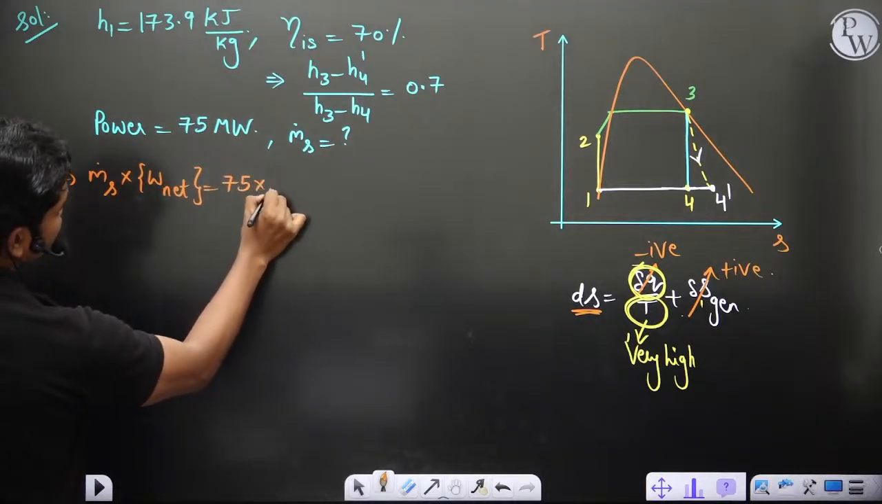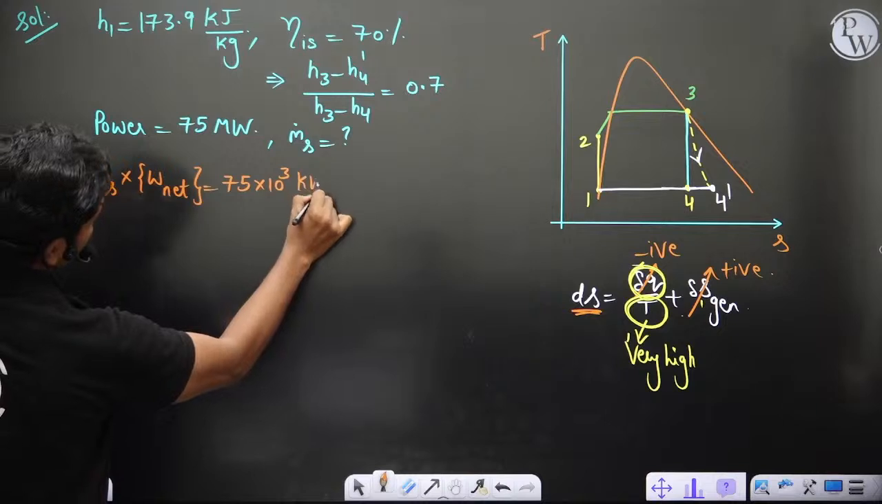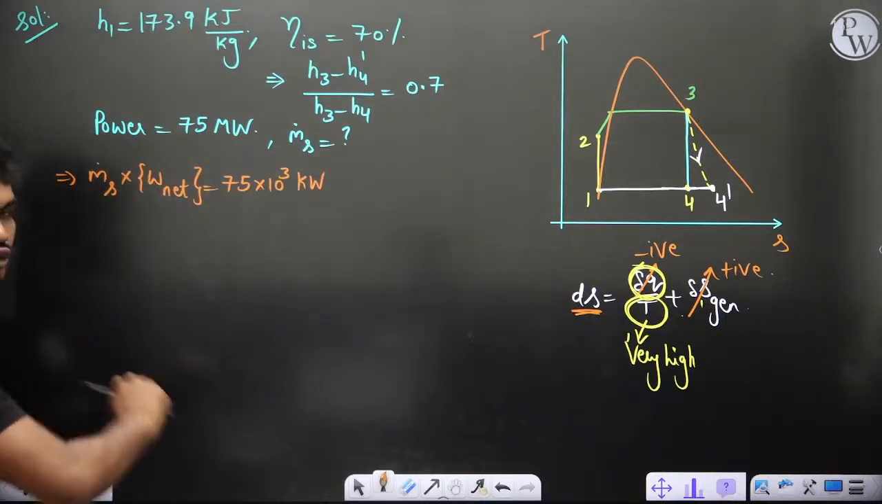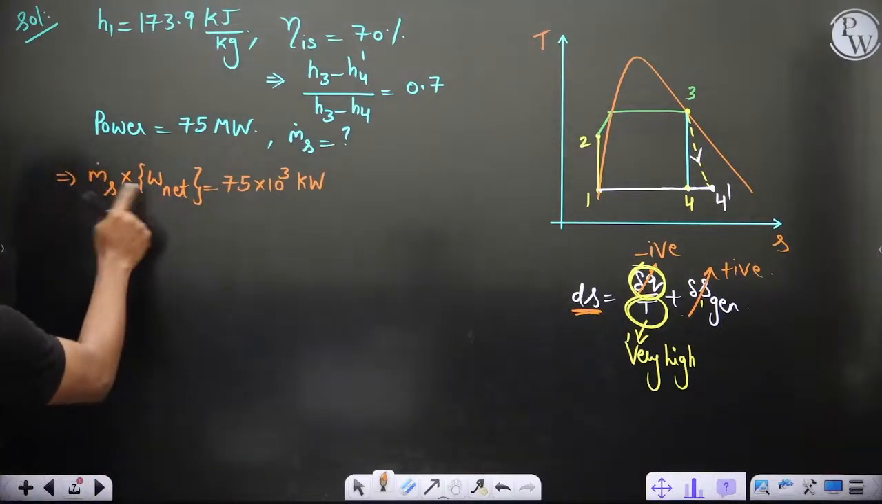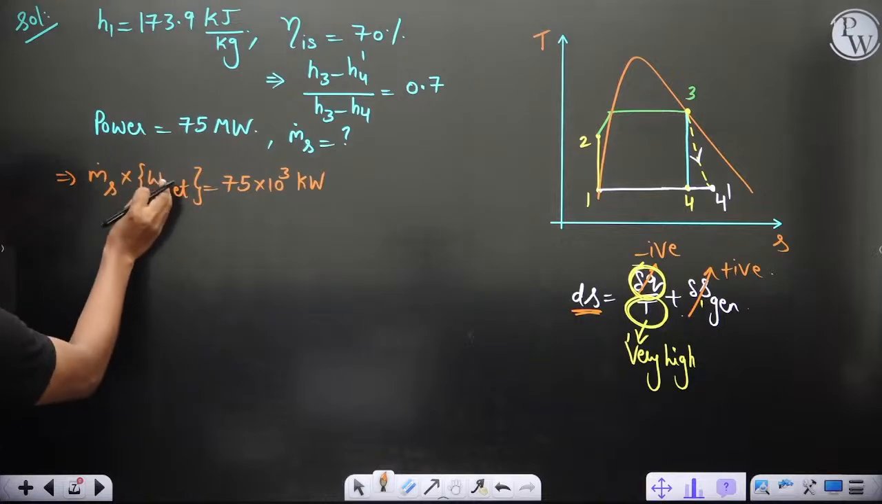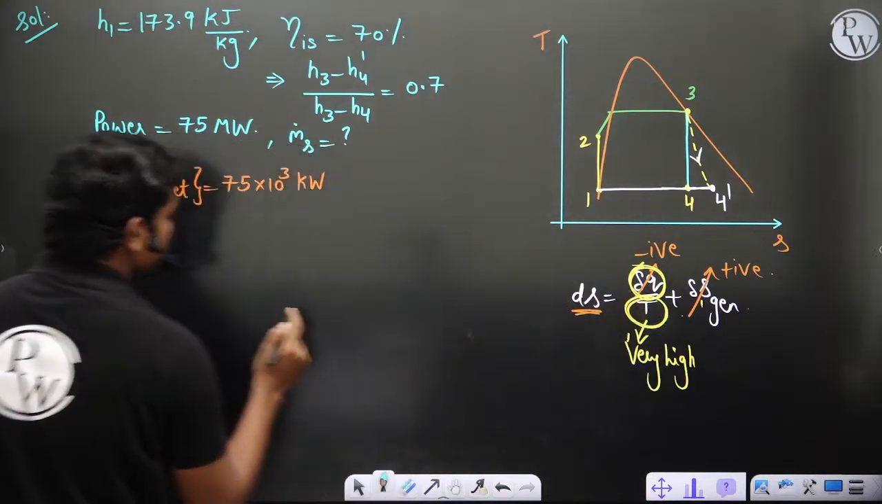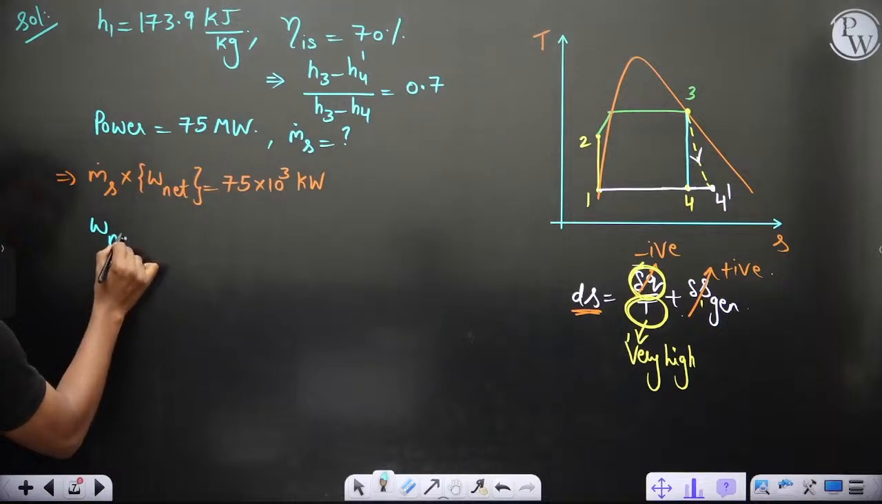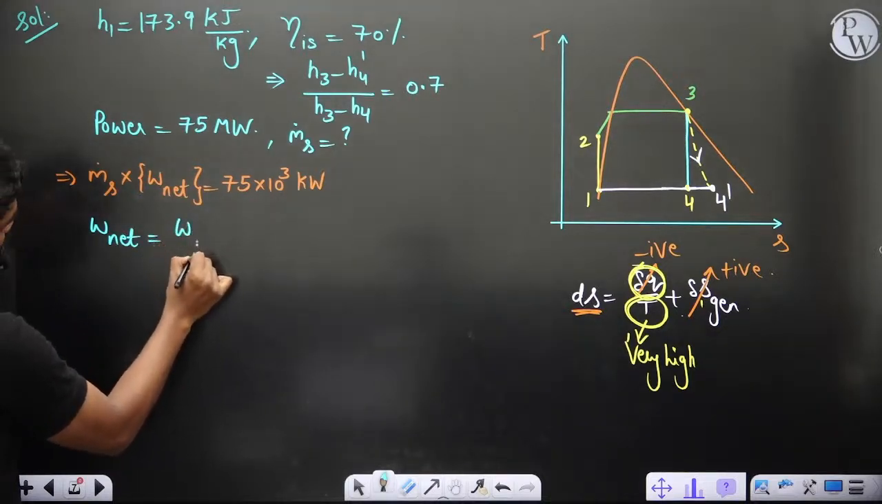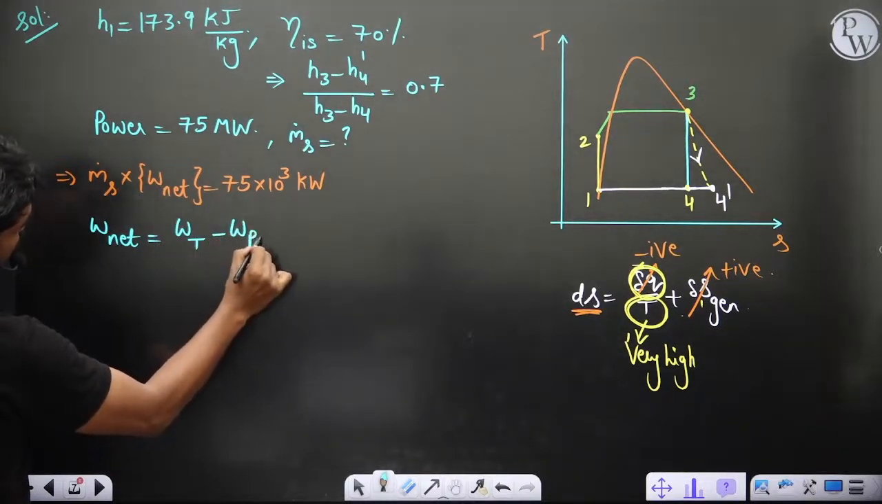Okay, let us say 75 into 10 cube kilowatts, because we are generally habituated to write it in kilojoule per kg. Now what is W net? That's the question. If W net is known, only single equation, single unknown, your question is done. Now how to calculate W net? W net is equal to work done by the turbine minus work done by the pump.